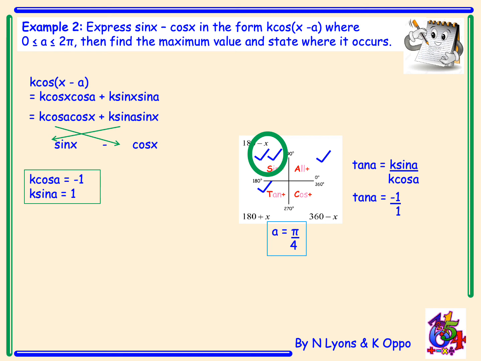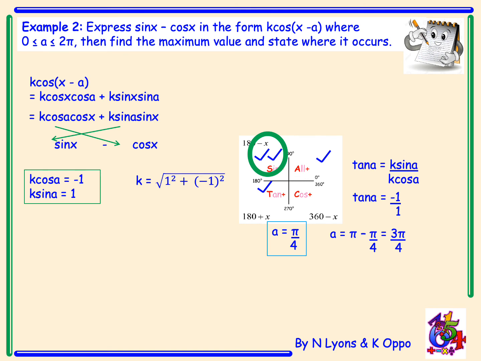And that would be 45 degrees using our exact value triangles, or we need to change this into radians because we're dealing with A between 0 and 2 pi. So 45 degrees is written as pi over 4. However, that's not the angle that's in the second quadrant. We need to take pi over 4 away from pi, so angle A is actually 3 pi over 4. If we were to write that in degrees, it would be 135 degrees.